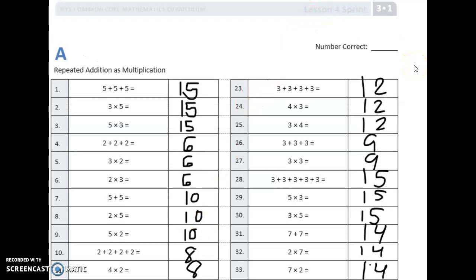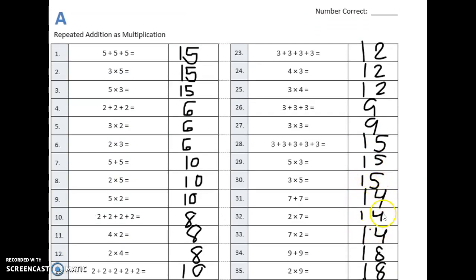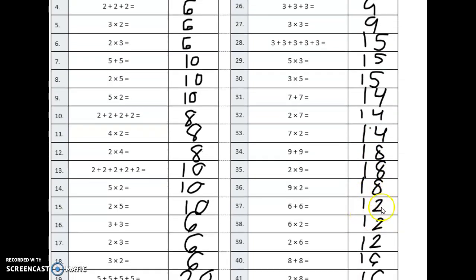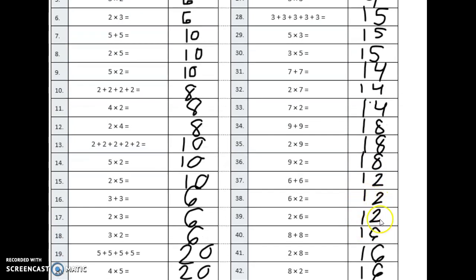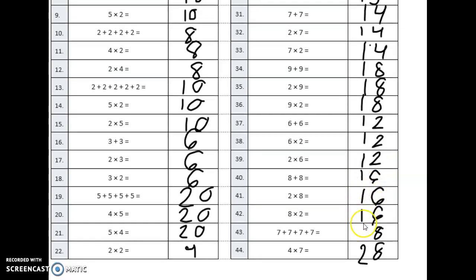We're going to continue with the second column in 3, 2, 1, go. 12, 9, 15, 14, 18, 12, 16, 28.